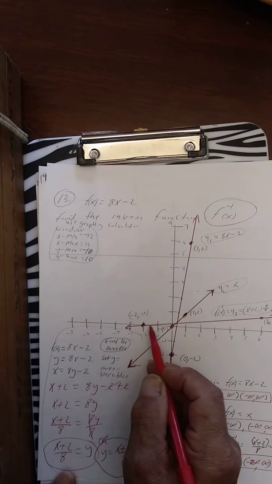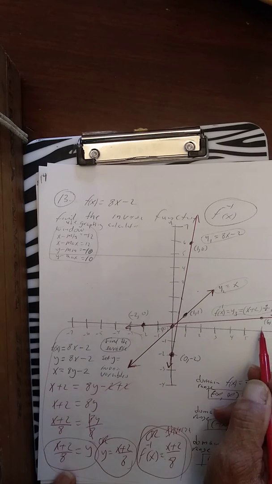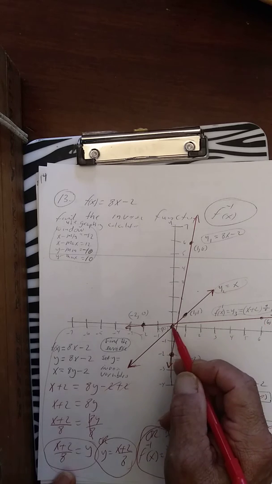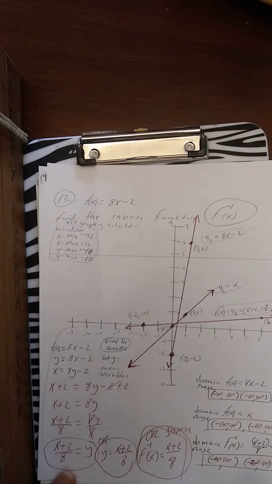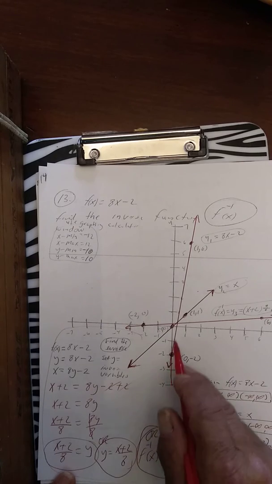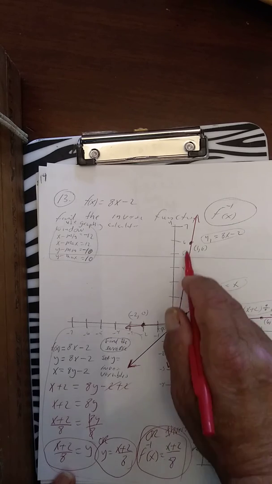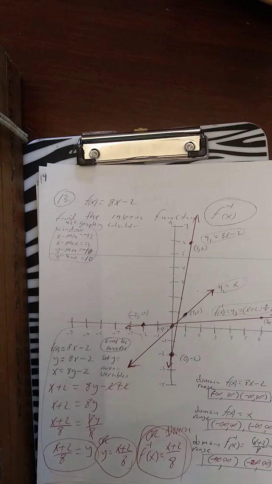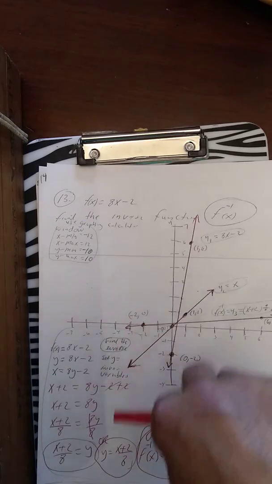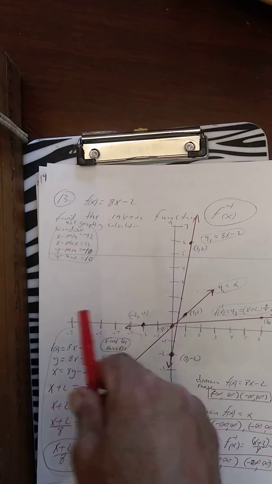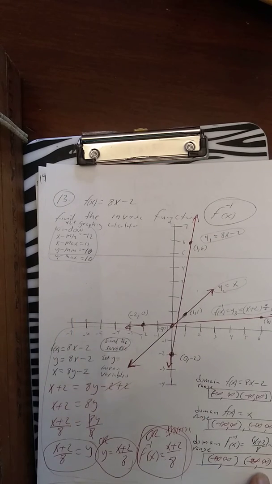We have the point negative 2, 0 and this other point here, 6. And you have this other point, 0, 0 and 1, 1. And you have that point 0, negative 2. And you also have 1 and 6 right there. So, again, the domain and range for all these is negative infinity to positive infinity.